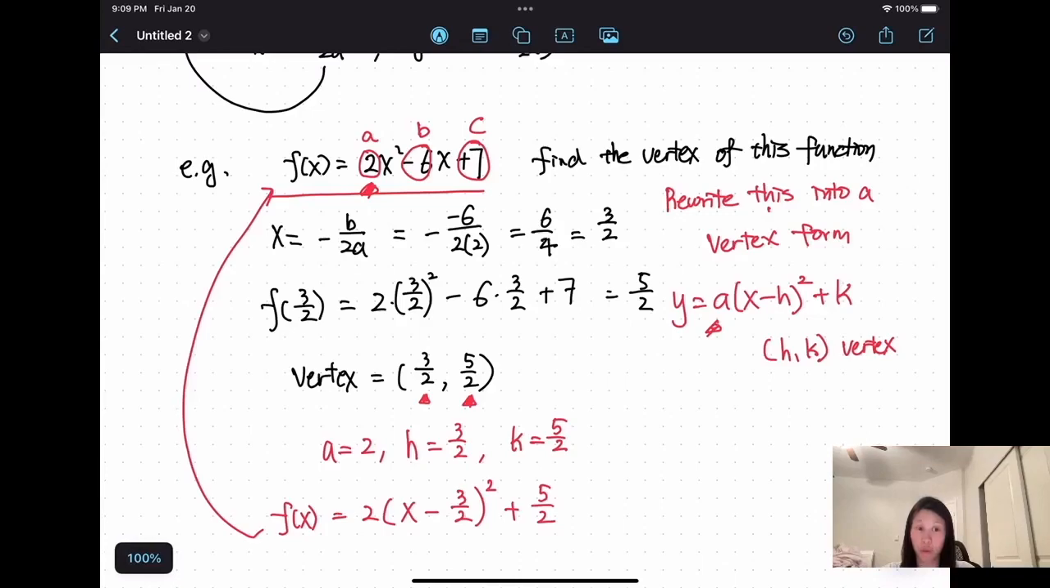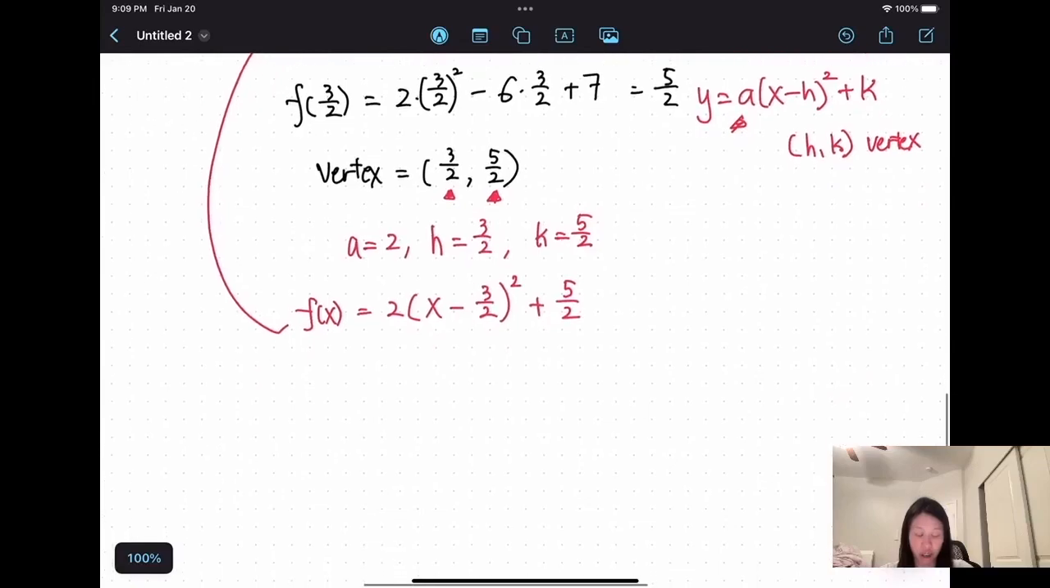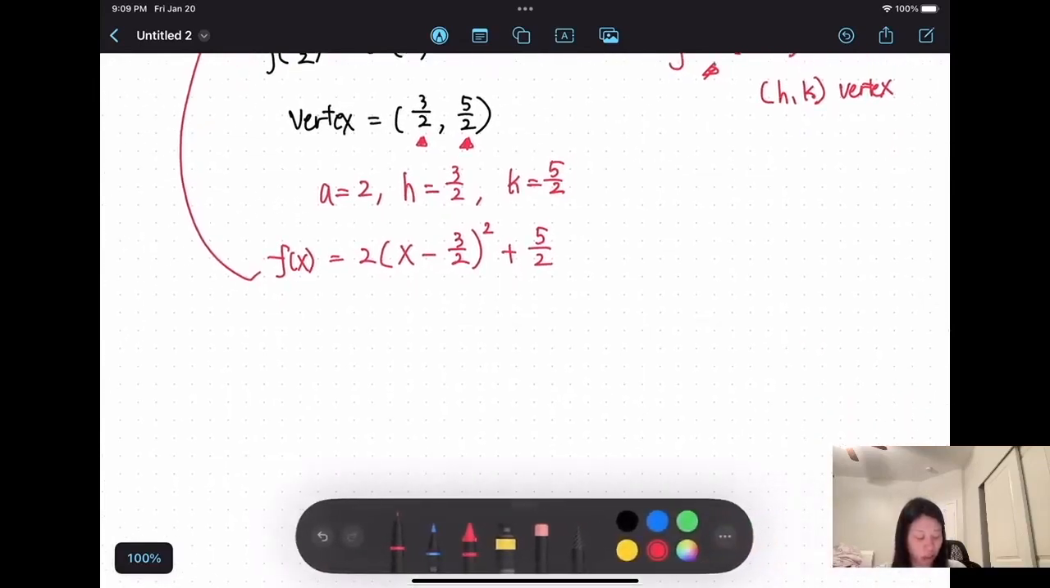Okay, so do you want to try one in here? So here is the function. I'm going to give you a function f(x) equals 13 plus x squared minus 6x. I want you to rewrite the function in a vertex form.